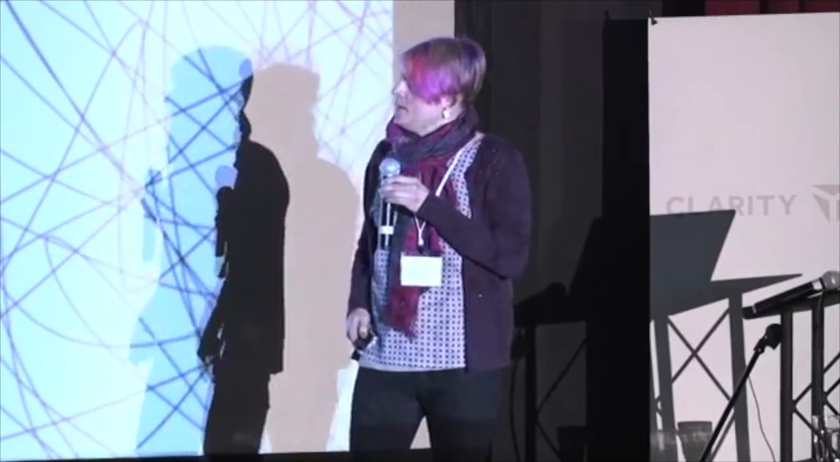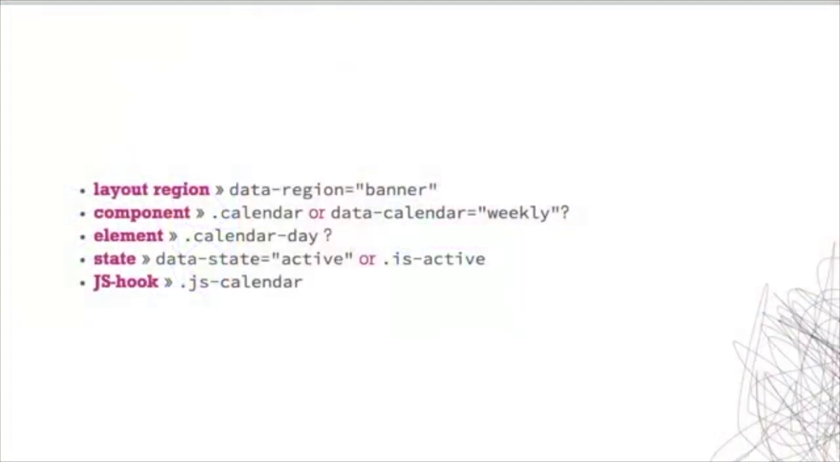The assumption is when we have a class that's a hook, it's being used in CSS, and we can change it if we need to. But when we add JS dash something, we know, no, this is needed for JavaScript. So there are various patterns. These are some of the ones that we might use, but you could come up with your own.